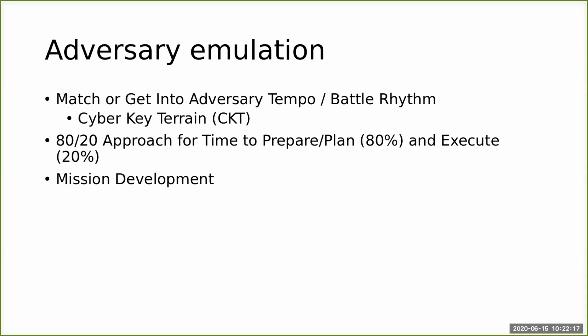I think JP Morgan Chase and a few other big banks do this type of thing, where they mess with the bad guys by getting into their tempo and messing up their key terrain. It requires a lot of work. I guess the US military probably does this a lot too when they're trying to mess with Iran and Russia and all the rest. Some banks and some organizations are doing this. This is kind of the ultimate.